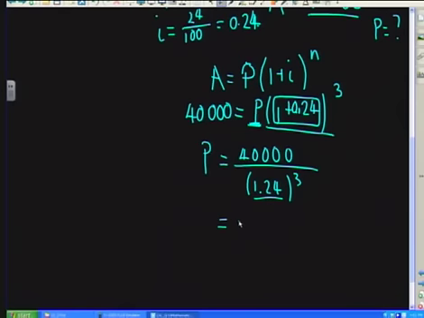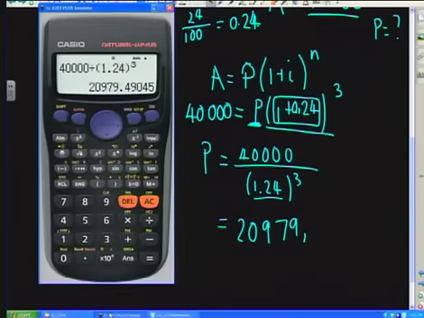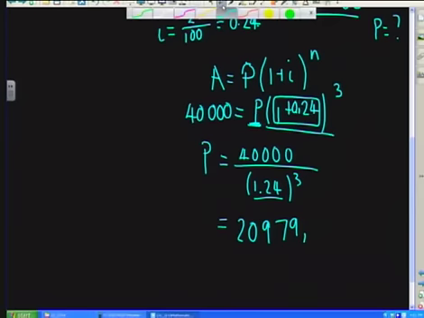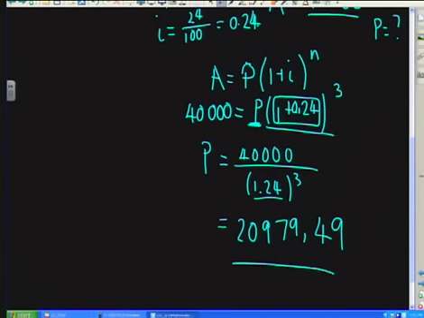Let's just go back and check if that was in fact what it was. 20,979, yes, correct. And 49 cents. So that's the original amount that she borrowed.